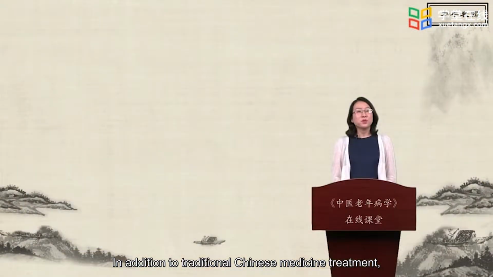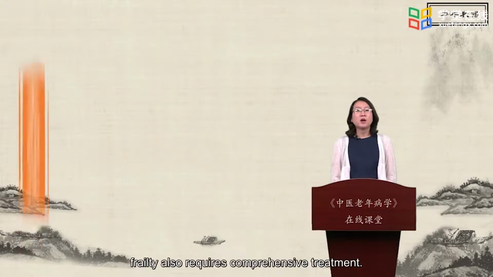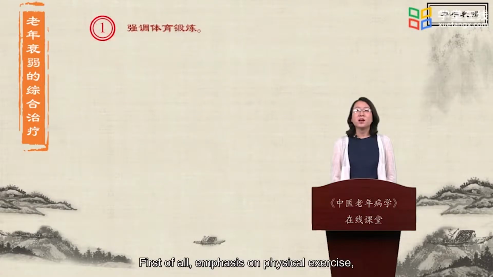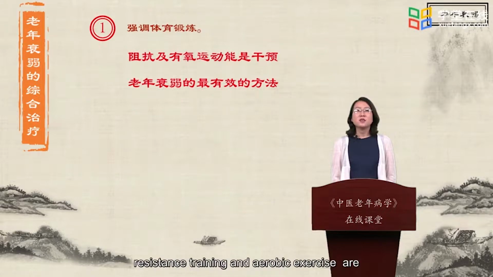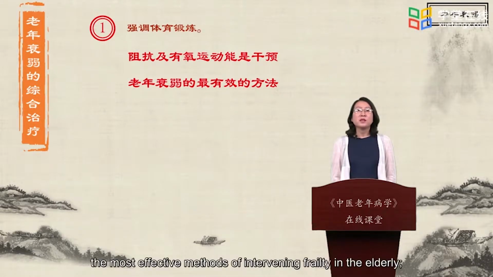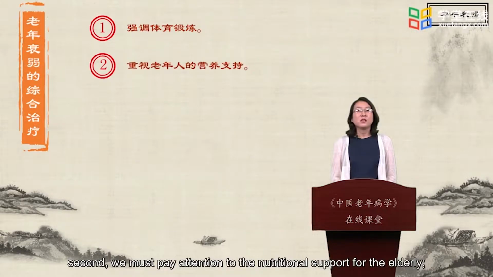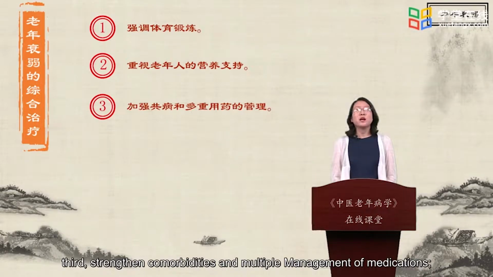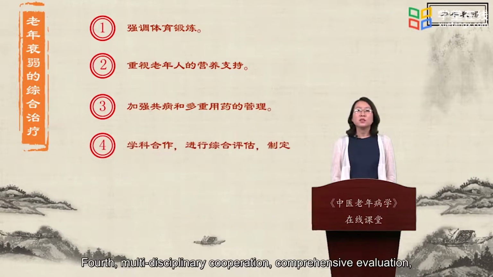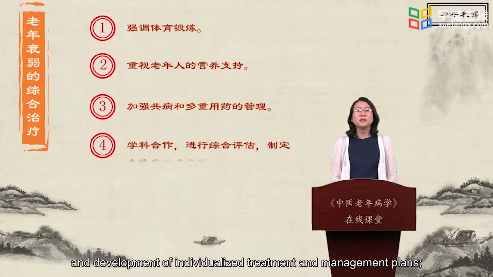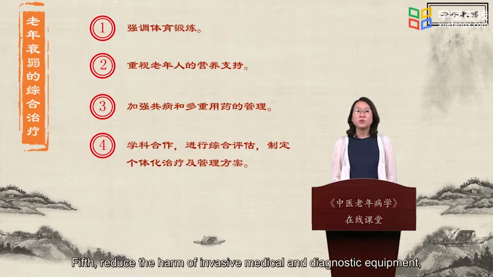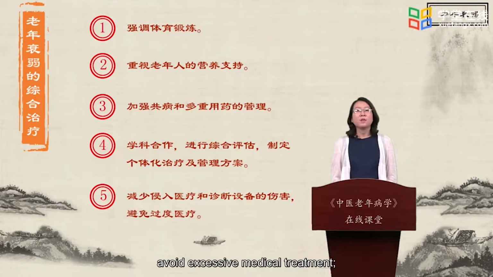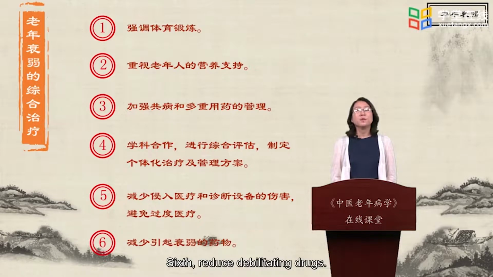In addition to traditional Chinese medicine treatment, frailty also requires comprehensive treatment. First of all, emphasize physical exercise. Resistance training and aerobic exercise are the most effective methods of intervening in frailty in the elderly. Second, we must pay attention to nutritional support for the elderly. Third, strengthen comorbidity and multiple medication management. Fourth, multidisciplinary cooperation, comprehensive evaluation, and development of individualized treatment and management plans. Fifth, reduce the harm of invasive medical and diagnostic equipment. Avoid excessive medical treatment. Sixth, reduce debilitating drugs.